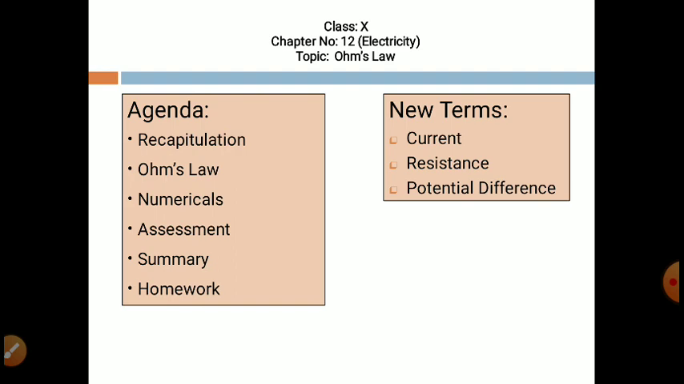has three new terms. First one is current, second resistance, third is potential difference. Now what is current? The rate of flow of charge is known as current. The SI unit of current is ampere. Current is represented by capital I and its SI unit ampere is represented by capital A.